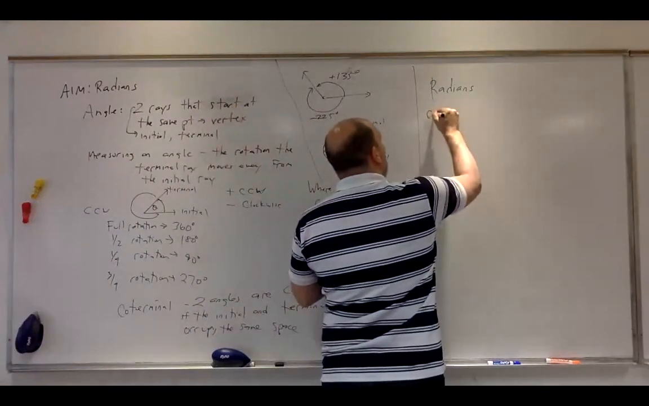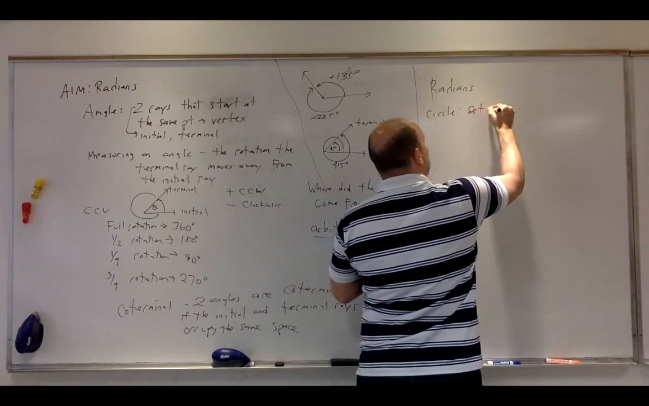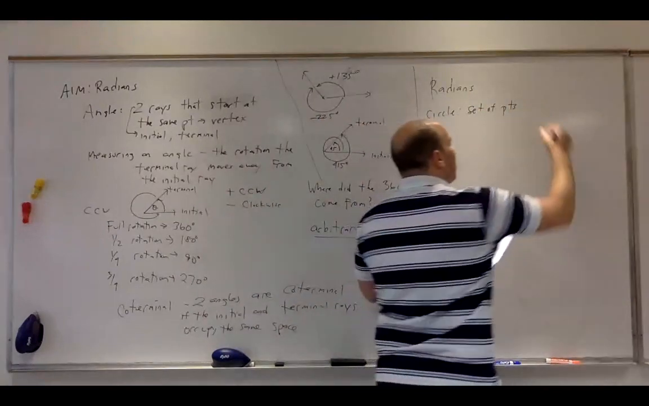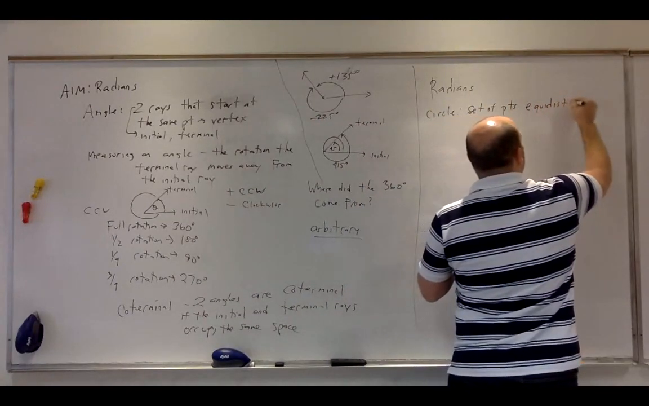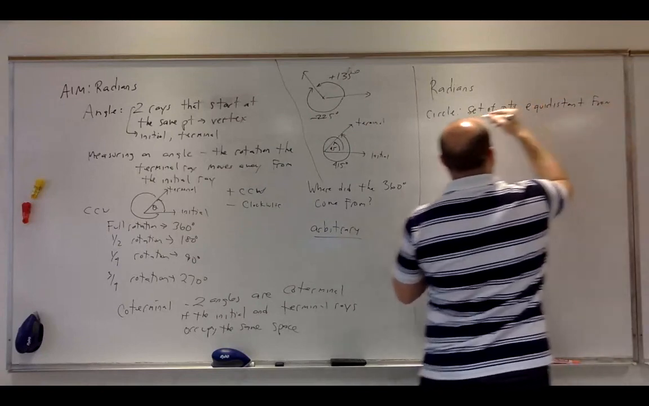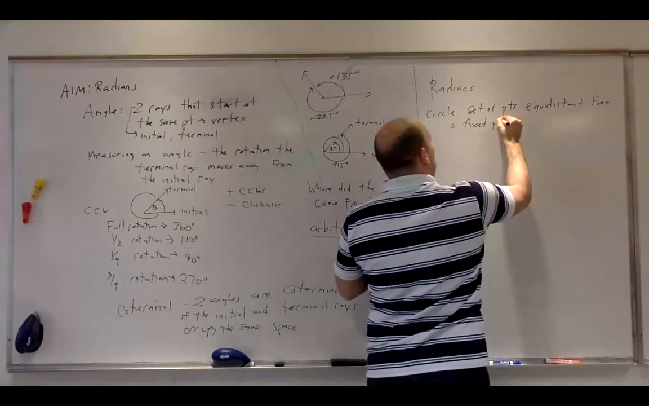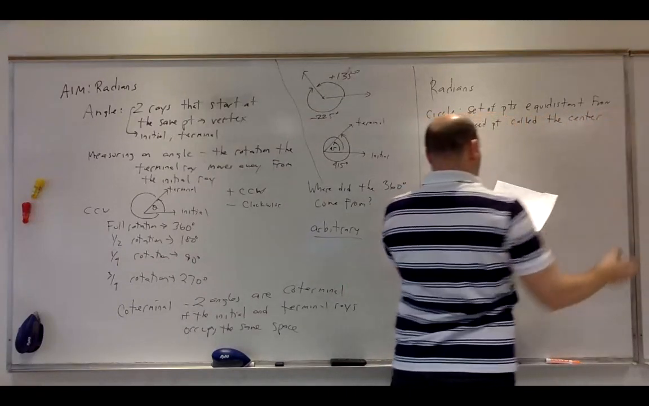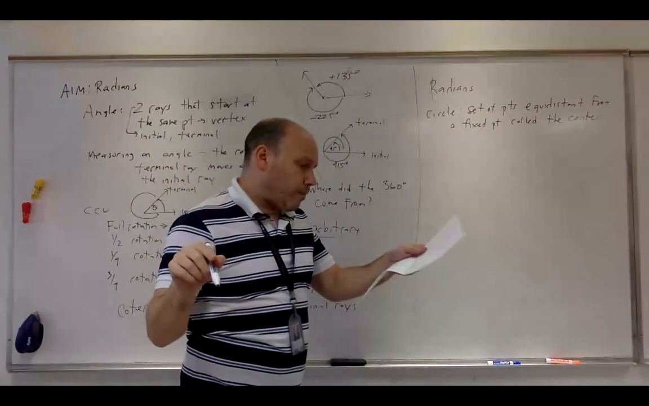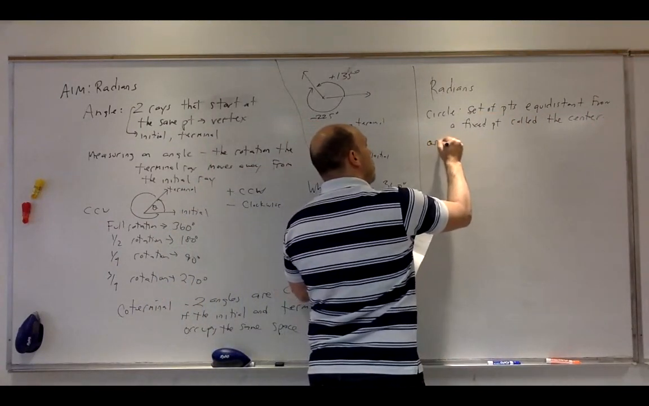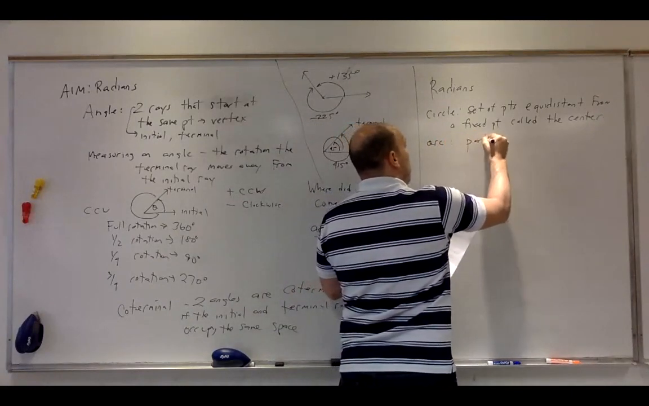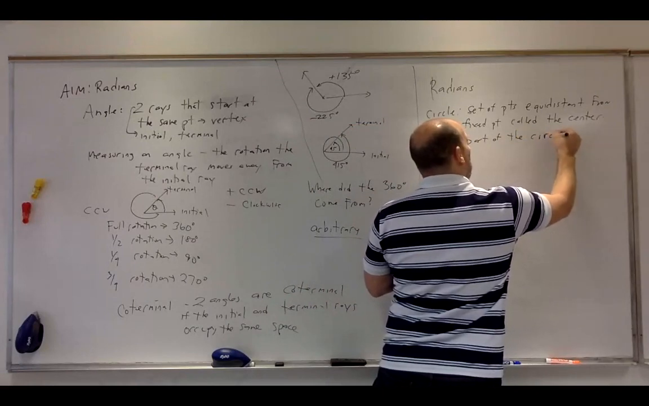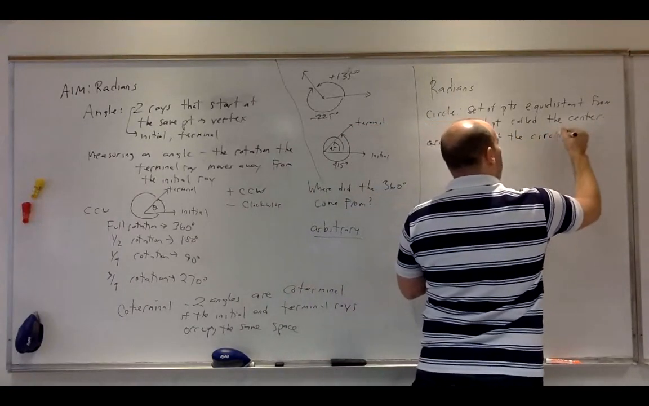Okay, first of all, circle. What is a circle? It's a set of points equidistant from a fixed point called the center. Okay, definition 2. What's an arc? An arc is a part of the circle.